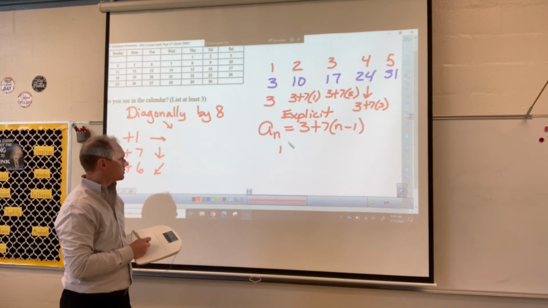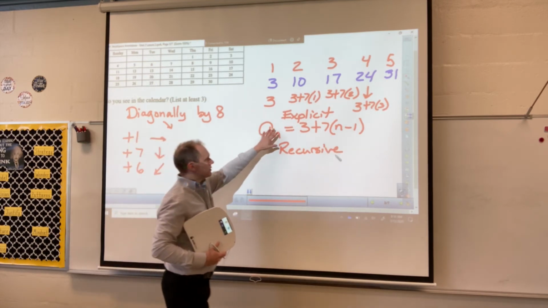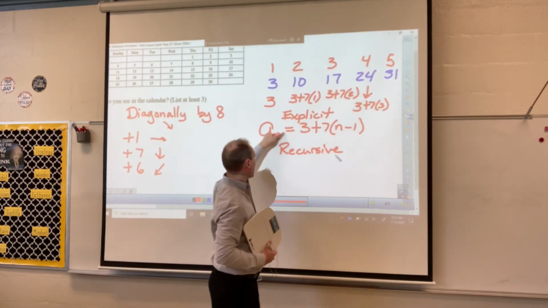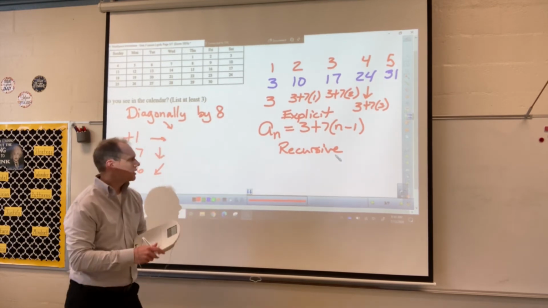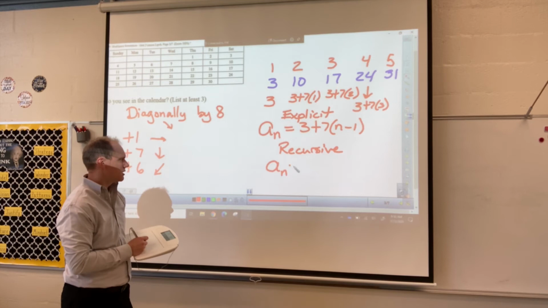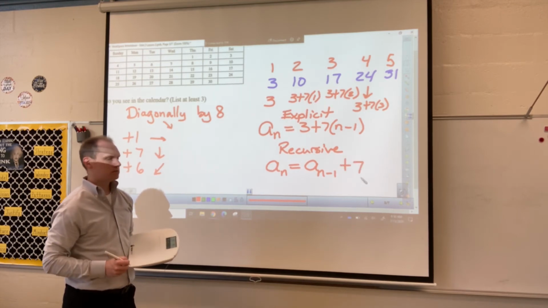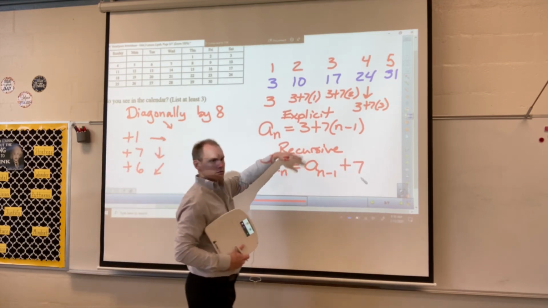And then this is recursive. So explicit, we can put in the term number here, and it outputs the value of that term. Recursive says just how do we get from the one term to the next. So if we're trying to get to the nth term, we can take the n minus 1 term, which is the one before it, and add 7. So that's the difference between those two.